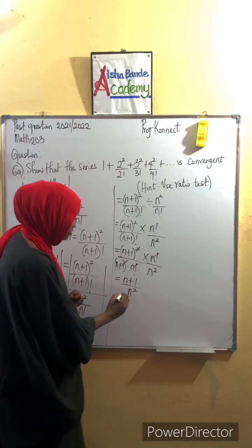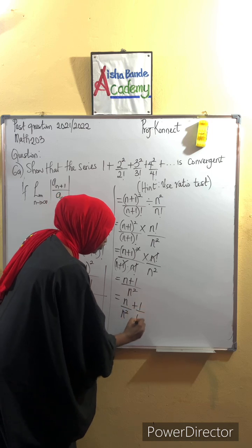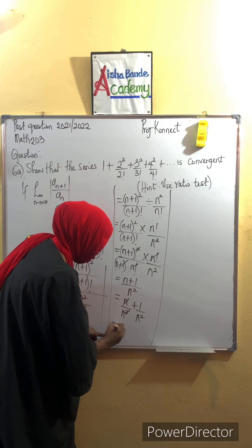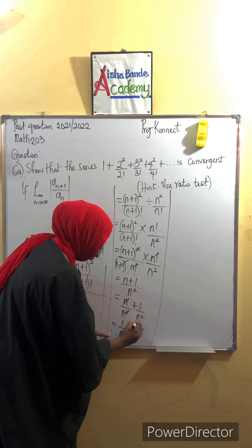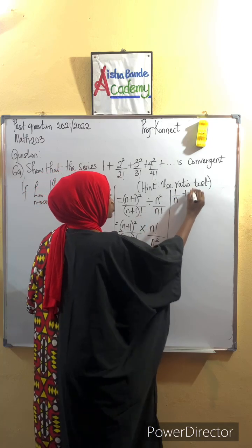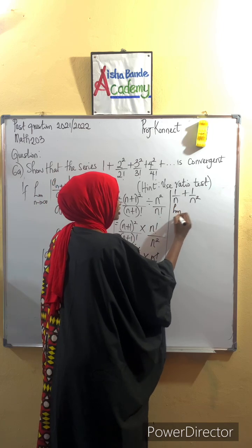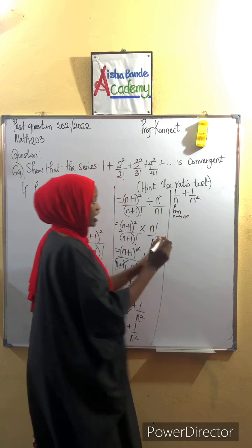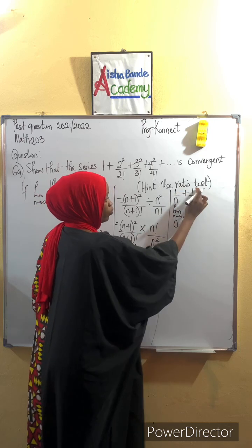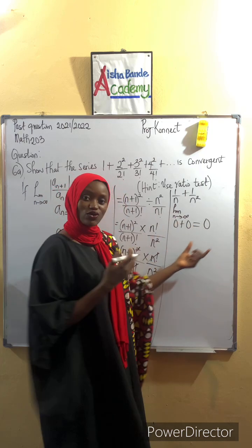Simplifying this is the same as saying n over n square plus 1 over n square. One n can cancel, so one of these n's cancels the other. What we are left with is 1 over n plus 1 over n square. At this point, we can take our limits as n tends to infinity. As n tends to infinity, 1 over n becomes 0, plus 1 over n squared also becomes 0, and 0 plus 0 gives us 0. So this shows that our answer is 0.